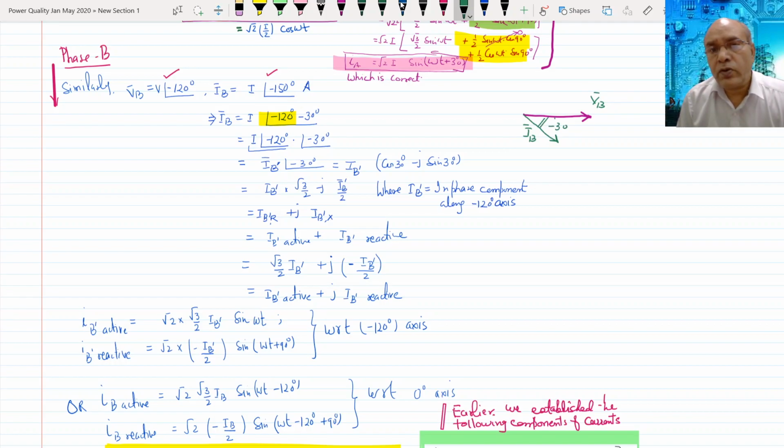Now again it has two components, like this and like this. One is the real component, another is the phase quadrature component. This time this component is negative because of minus 30 degree. Okay, so I have denoted this IB as IB dash. This IB dash is the phase B current with respect to B phase voltage taken as a reference. That's why we have used the term IB dash.